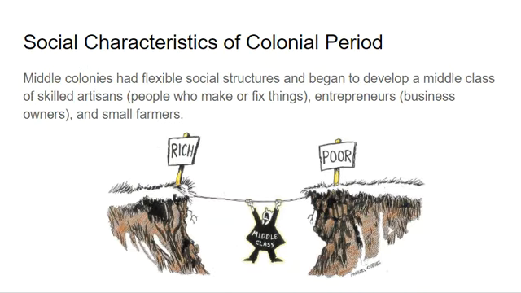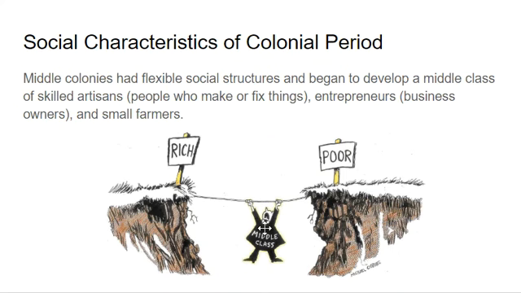And the middle colonies had flexible social structures and began to develop a middle class of skilled artisans. Artisans are people who make or fix things. So think if you're a carpenter, or if you make sculptures, if you work with metal, you would be an artisan. They also had entrepreneurs. Those are people who own a business. You own a business, you're an entrepreneur, and they had small farmers.